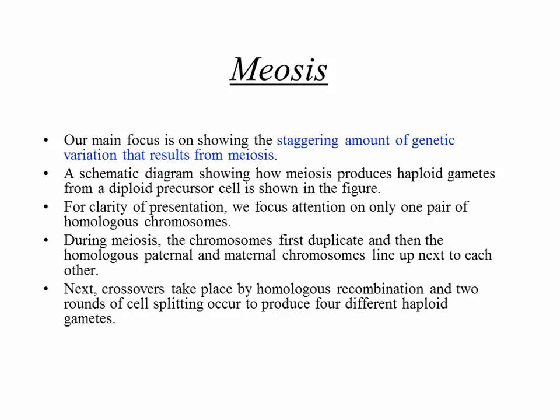During meiosis, the chromosomes first duplicate, and then the homologous paternal and maternal chromosomes line up next to each other, and next crossovers take place by homologous recombination, and 2 rounds of cell splitting occur to produce the 4 different haploid gametes.